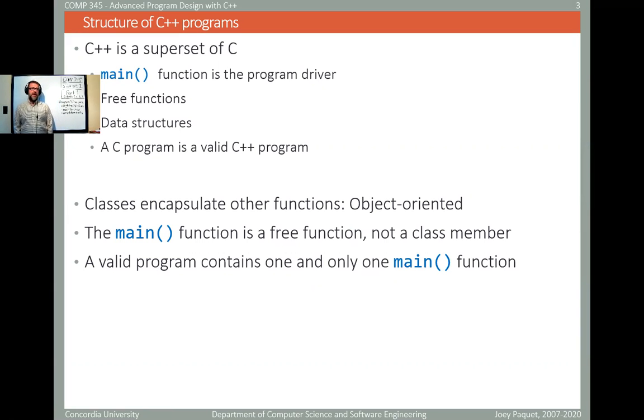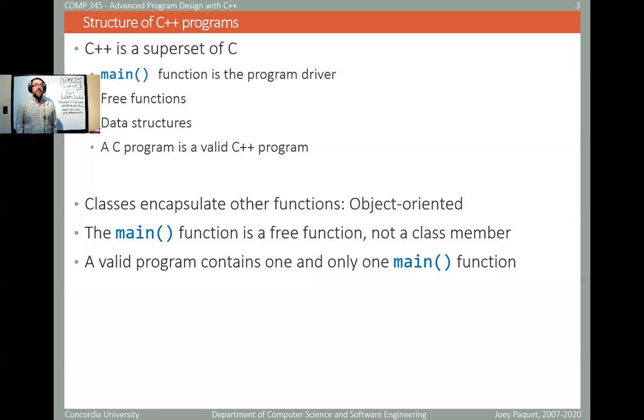In Java, you also have a main function, which happens to be a member function of one particular class. And then when you execute that class, it starts by executing the main function of that class. There's no such thing in C++, because the main function is a free function. You cannot have a main function inside of a class.